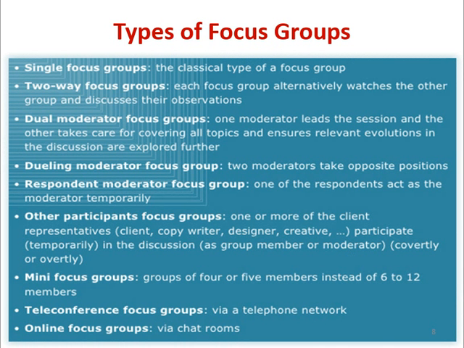We have a few types of focus groups. One is the single focus group, which is the classical focus group. The second is the two-way focus group, where each focus group alternately watches the other group and discusses their observations. So what is the example?